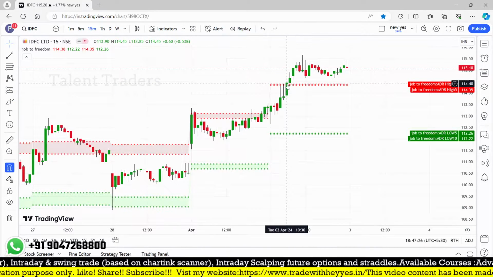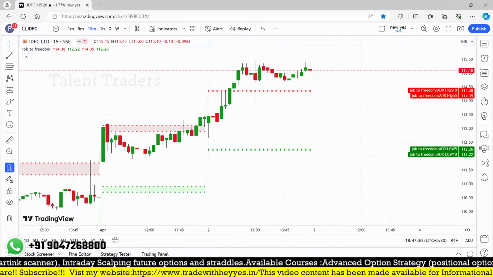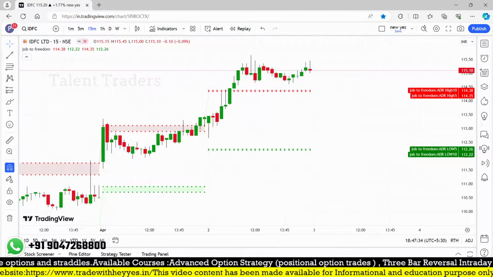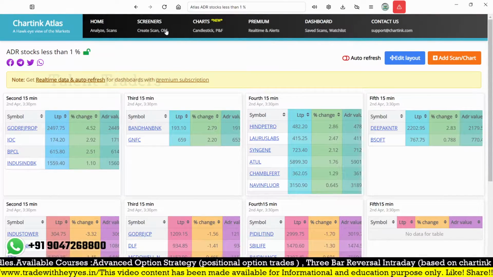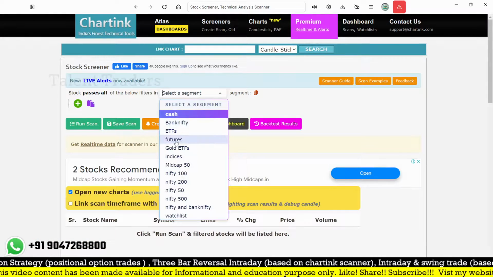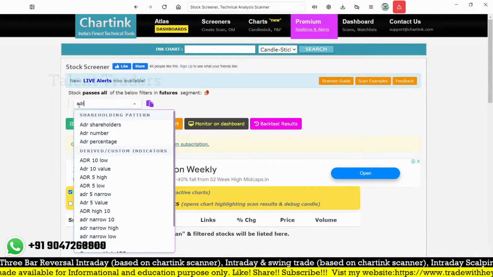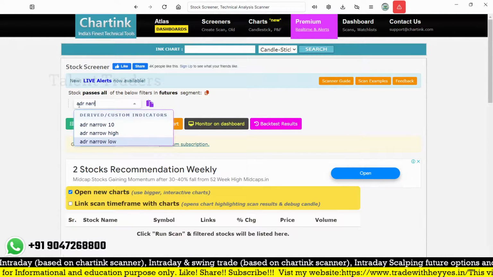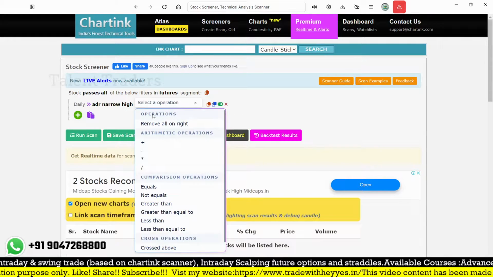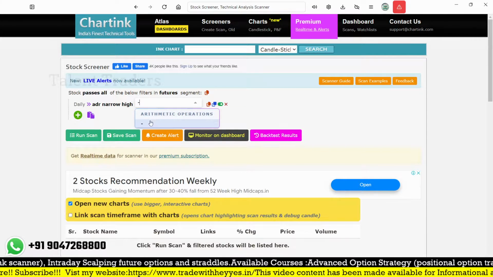How do we find the stocks for tomorrow's narrow ADR? We can easily find them with our scanner. I'm going to create the scanner in this video itself. I already made one more type, and here is one more thing I'm going to focus on: ADR narrow high, and minus ADR, sorry, it should be the negative symbol.